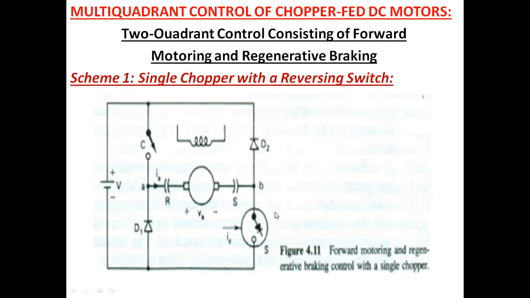And when the switch is open, what is the followed path? The current will follow through diode D2, flowing through the armature. It will not flow like this, it will flow upwards. So from the armature, it will flow through D2, the voltage source and D1, like this.